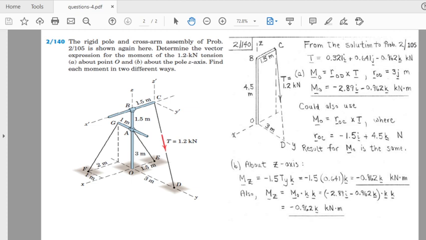So we just take the cross product of 3j with the tension vector that we have already found in problem 2/105. The result is, of course, j cross j is going to be 0. So we are going to get contributions from j cross i and j cross k. So the result is MO is equal to, as shown, minus 2.89 i and minus 0.962 k.